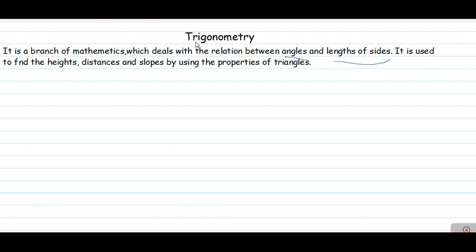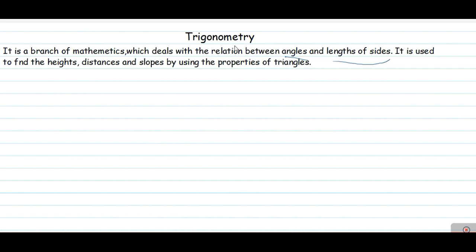Let us do a quick recapitulation of the chapter Trigonometry. What is trigonometry? It is a branch of mathematics which deals with the relation between angles and lengths of sides of the triangle. Where is it used? For finding the heights, distances and slopes by using the properties of triangle.